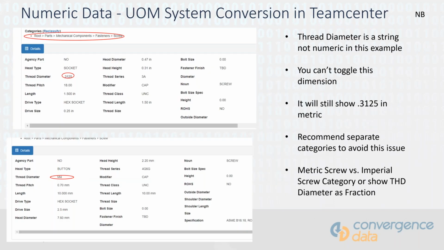And also with system conversion, sometimes on your categories, you might have different screws, for example, with different types of diameters. So maybe you have a numeric, and maybe in another, you have a string diameter value. So in these types of cases, you want to analyze your data and figure out if you need to split up your categories to avoid these conflicts.